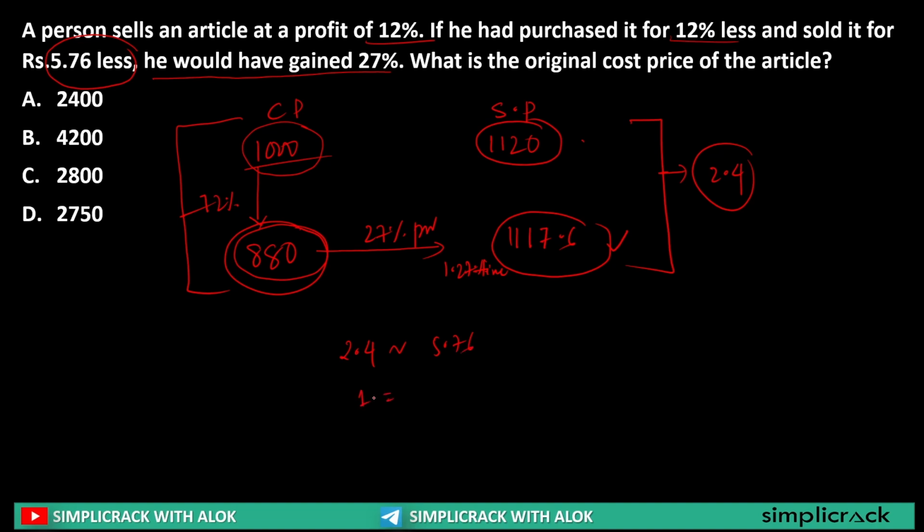1 will be equal to, yes, it's a square, so 1 is equal to 2.4. Are you getting this? Yes or no? You do not have to calculate it because it is the square. Okay, now what we have to do? Find out the original cost price. What is the original cost price? That is 1000. So I'll simply multiply 1000 over here and I will get 2400 as my answer. Clear? I hope this is clear to each and every one of you.